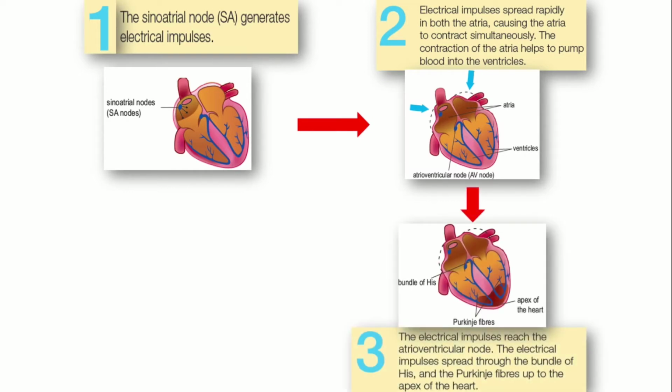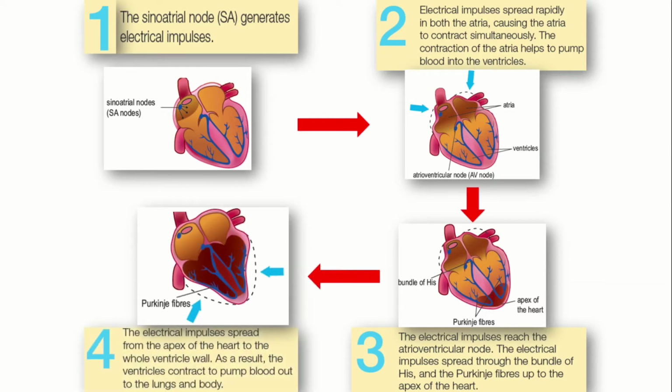Later, the electrical impulses reach the atrioventricular node. Then the electrical impulse spreads through the bundle of His and the Purkinje fiber up to the apex of the heart. Lastly, the electrical impulse spreads from the apex of the heart to the whole ventricle wall. As a result, the ventricle will contract to pump the blood out to the lung and body.